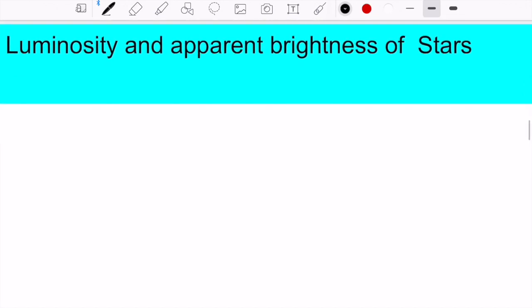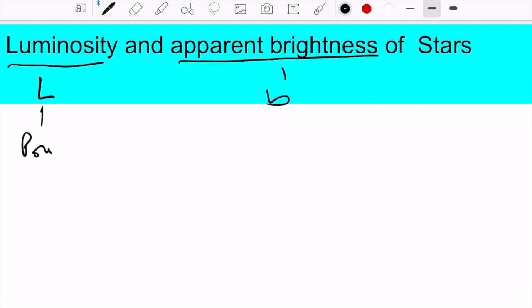Let's move on. What else? What other equations do we need to know? Okay. Two concepts. The first concept is luminosity, L. And the second concept is apparent brightness, B. Okay, what is L? L is power. It is the power of a star, and the apparent brightness is the power of the star that we see per unit area.